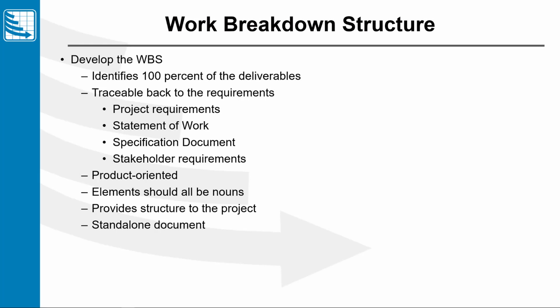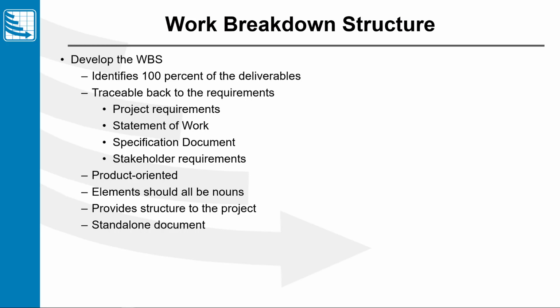So what is the WBS? Well, it identifies 100% of the stuff, the deliverables of the project. It's the scope of the project. And all of this stuff, all these deliverables, they are the result of requirements. They're traceable back to the requirements. The requirements came from our stakeholders. The stakeholders gave requirements that fell within those goals and objectives, the boundaries of the project. So everything tells the same story.